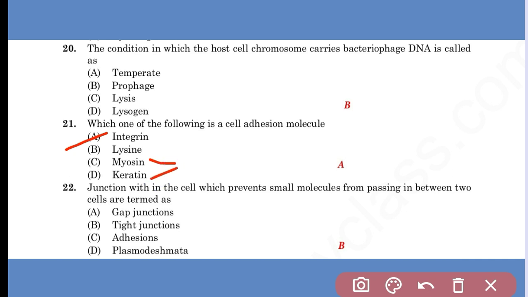And option D, keratin, is a structural fibrous protein. It is the key structural material making up scales, hairs, nails, feathers, horns, claws, and hooves. Or we can say that it is a protein found in epithelial cells. So the answer of this question is option A. The next question: junctions within the cell which prevent small molecules from passing in between two cells are termed as. The answer of this is tight junction.